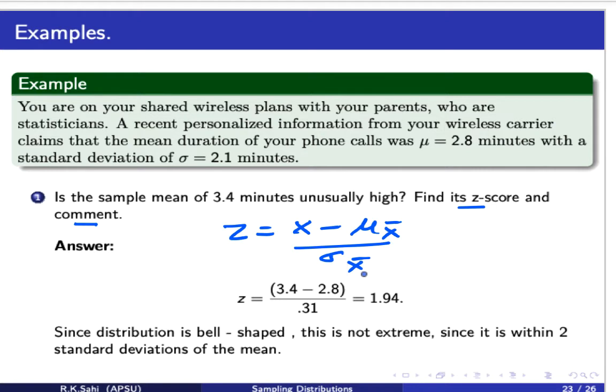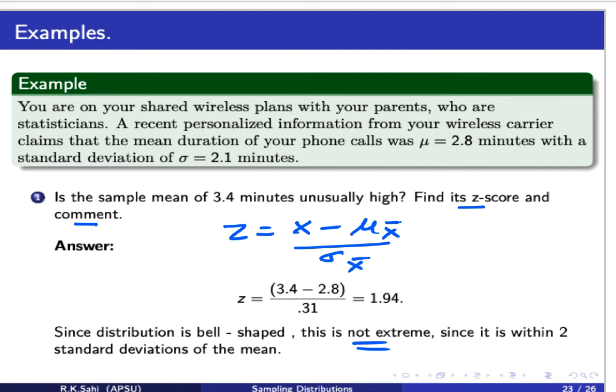Remember that when you take a sample size of 45, no matter what kind of distribution, here the distribution was right skewed, the sampling distribution of a sample mean of size 45 is always going to be a normal distribution. And this distribution is bell-shaped. So compared to a bell shape, it is not extreme, as it is within 2 standard deviations of the mean.